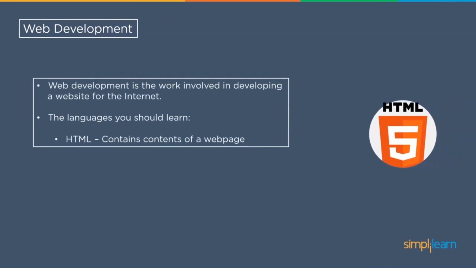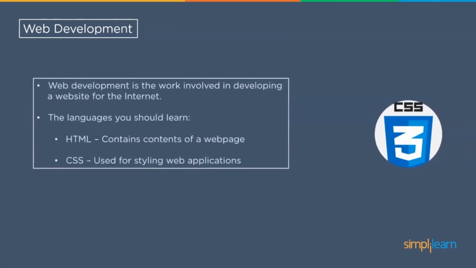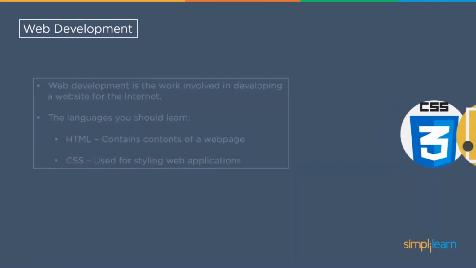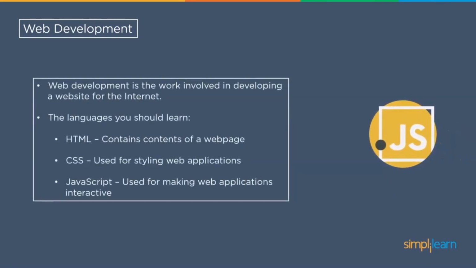For web development, the core languages used are HTML, which is basically the contents of a web page that are defined by HTML, or you have CSS, which is a styling sheet, which is used to style those web pages. And finally, you have JavaScript. Now, JavaScript helps web applications become more alive and interactive.